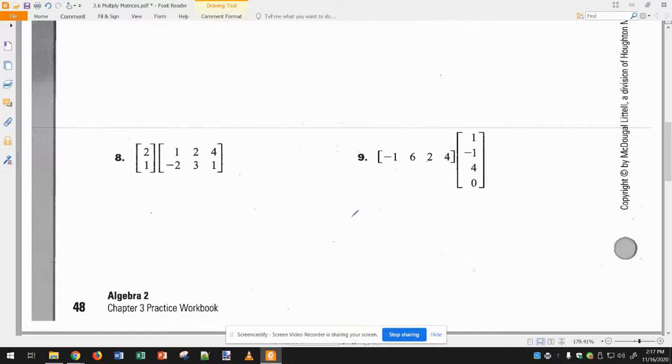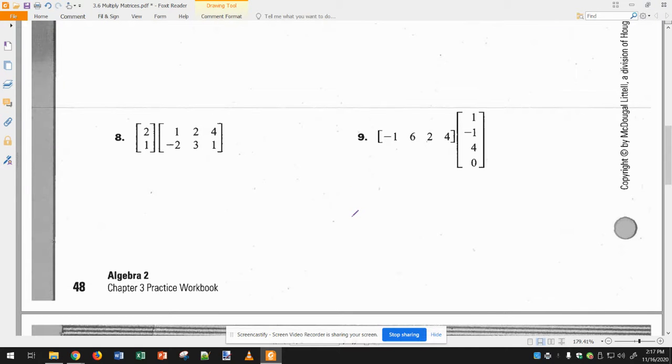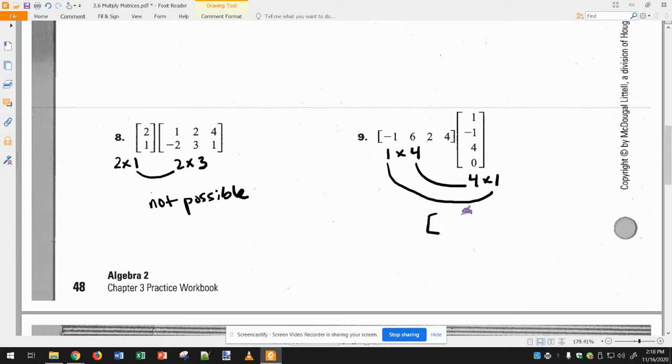Okay. So now I'm going to do number 8. See, this is a 2 by 1, and this is a 2 by 3. Can we multiply these together? No, because these are not the same. So this is not possible. But what about this one? This is a 1 by 4, and this is a 4 by 1. So we can multiply these together. We should get a 1 by 1 result. And I'll let you do this one for homework.